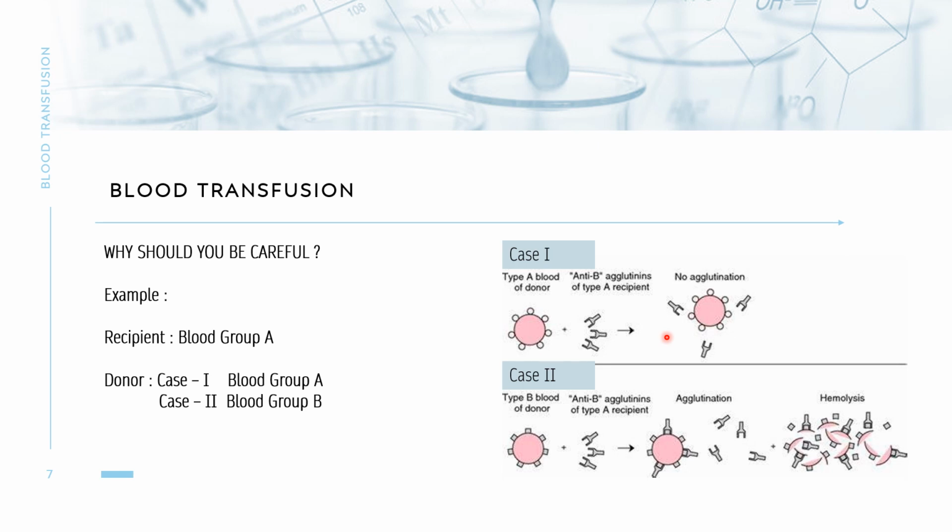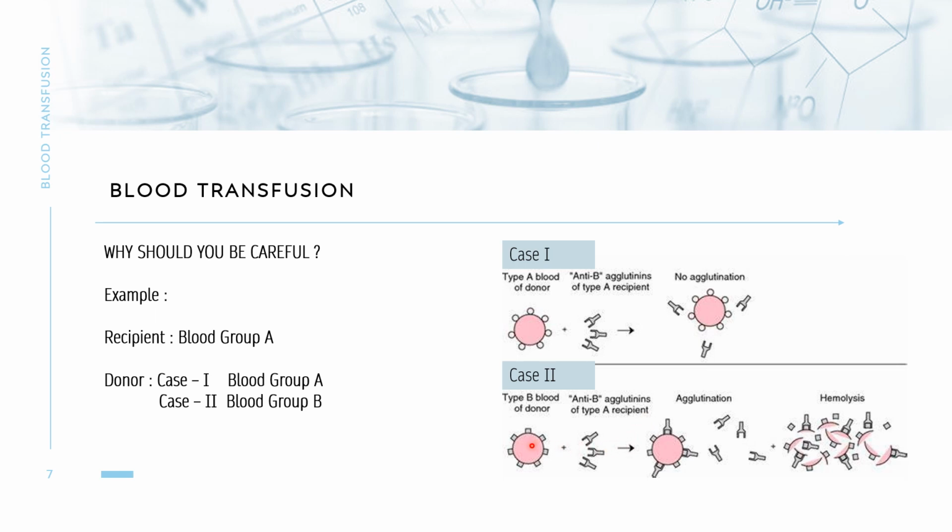But in the second case, which is the type B donor, the blood contains antigen B, whereas the recipient blood contains antibody B or the anti-B agglutinins.